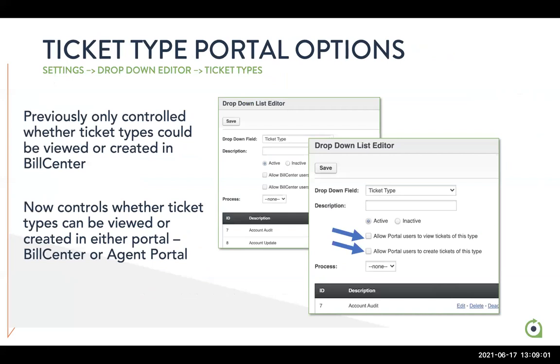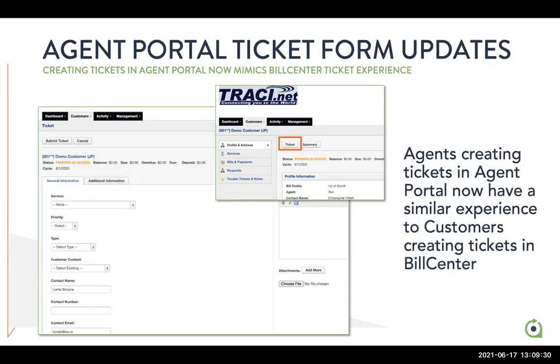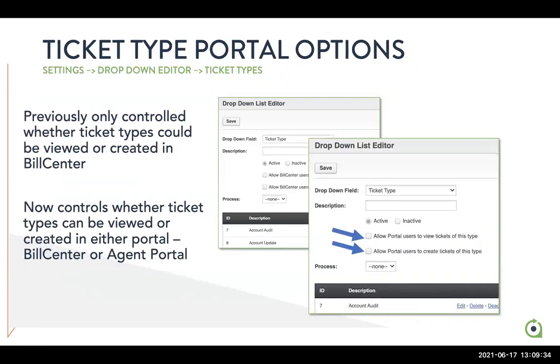We have some ticket type portal options that have been created. So when you're in your ticket types, which is in settings and drop down editor, and you're editing your ticket types, now when you add a ticket type, there is an option. This has always been here. It's always said allow Bill Center users to view tickets of this type and allow Bill Center users to create tickets of this type. And now it is expanded so that it's in both portals, the agent portal and the customer portal. So it's going to allow portal users, Bill Center users and agent portal users to view tickets of this type, and to create tickets of this type. So now it controls whether they're available in both Bill Center and agent portal.